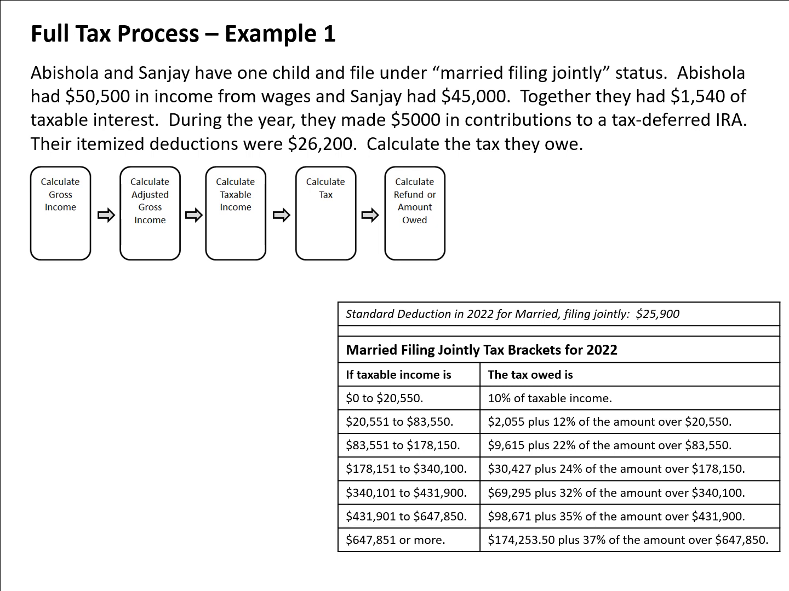We've looked at the bits and pieces. We've looked at how to calculate tax. We've looked at the difference between tax credits and deductions. Let's do an example with the full tax process, so all 5 steps.